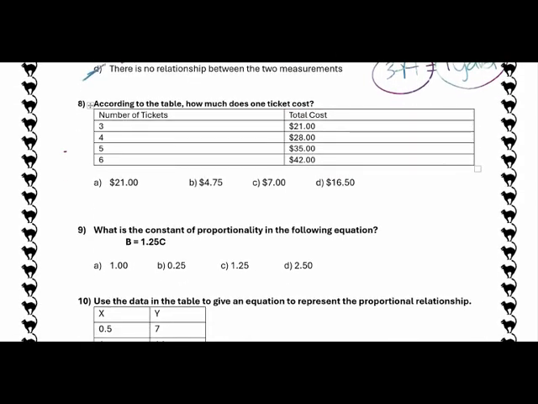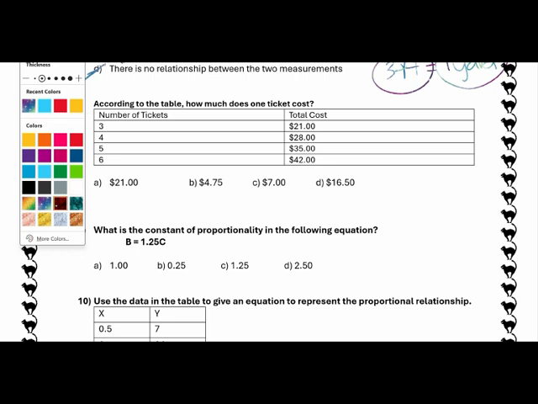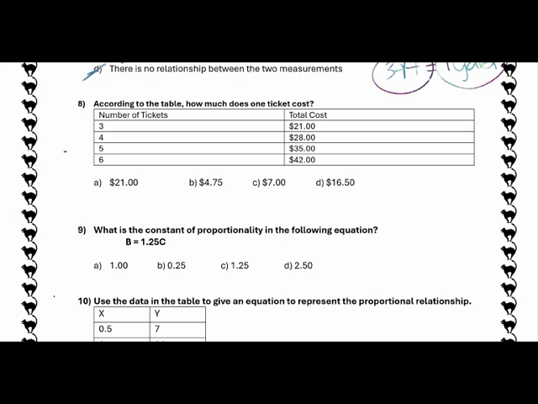Number 8. According to the table, how much does one ticket cost? Okay, well, pick one point. Money always goes on top. So 28 divided by 4, that makes 7. There we go.